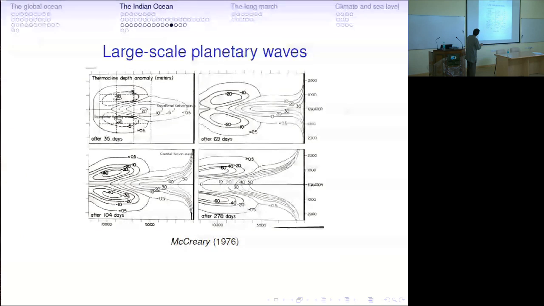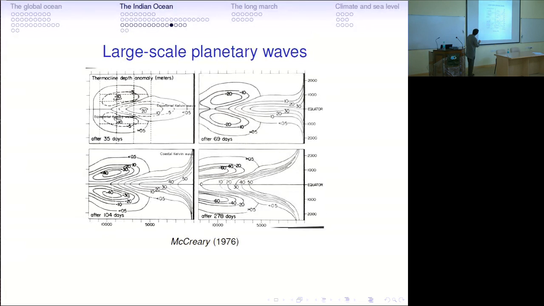This is the equator, and this is about 2,000 kilometers away from the equator. So there's a wind forcing that is restricted to a patch out here. It doesn't extend to these boundaries. It doesn't extend to the western and eastern boundaries. It just switches on the wind and sees what happens.